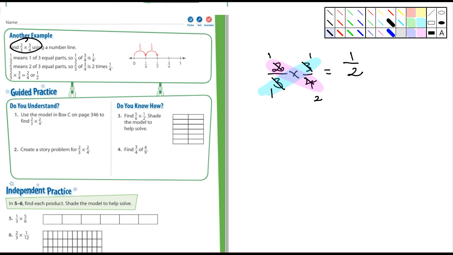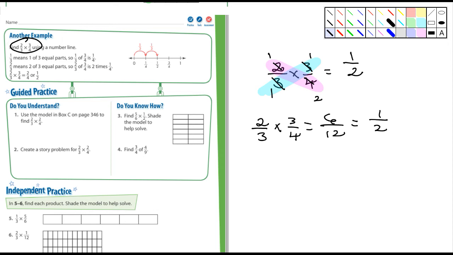Now let's do it the other way, where we wouldn't even do any cross canceling. I'm going to show you 2/3 times 3/4. I'm not even going to bother with cross canceling. What's 2 times 3? That's 6. What's 3 times 4? That's 12. Can I reduce 6/12 to something? Yeah, 6 goes into 6 once. 6 goes into 12 twice. Look at that. We get the same answer.